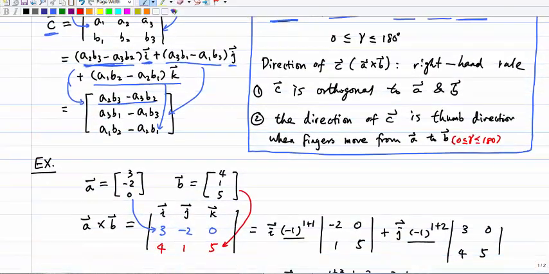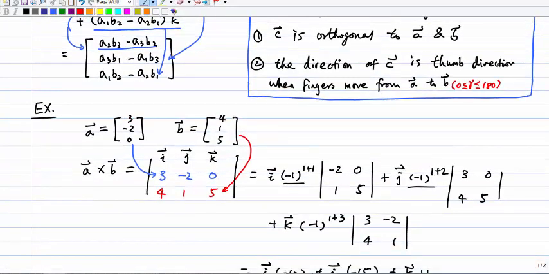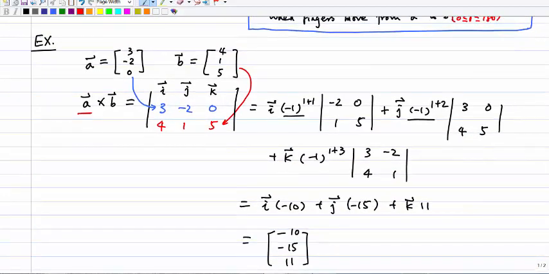All right, now let's take a look at an example of how we compute this. Let's say I give you the A vector, which is 3, -2, 0, and B, which is 4, 1, 5. I can compute A cross B. I put I, J, K as the first row, then the values of A, whatever comes first, as the second row, and then the numbers in the B vector as the last row. Then I compute the determinant of the 3x3 matrix.